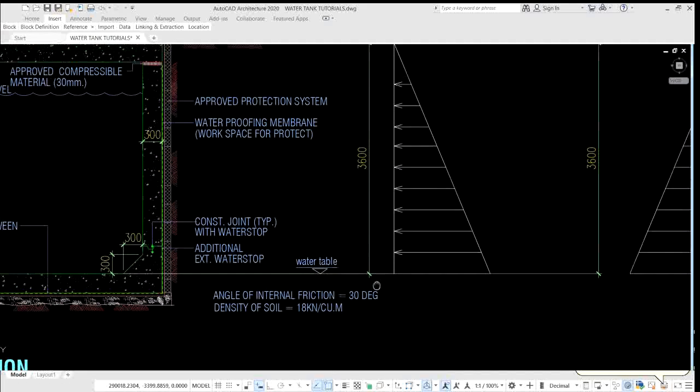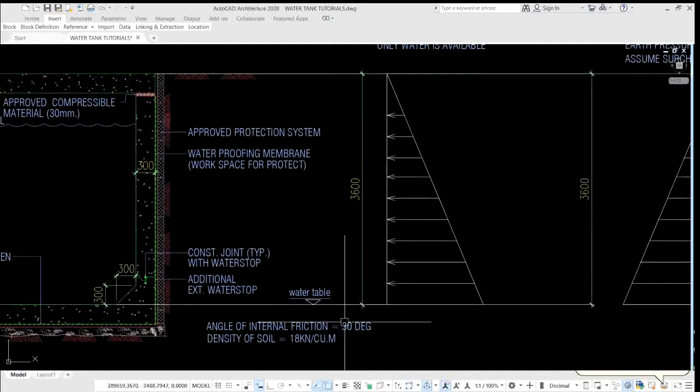I would also like to highlight some important points here. The water table is just at the base of the water. Also, the angle of internal friction is 30 degrees, and the density of the soil is 18 kilonewtons per cubic meter. Now, where is this data coming from? It will come from the soil report.